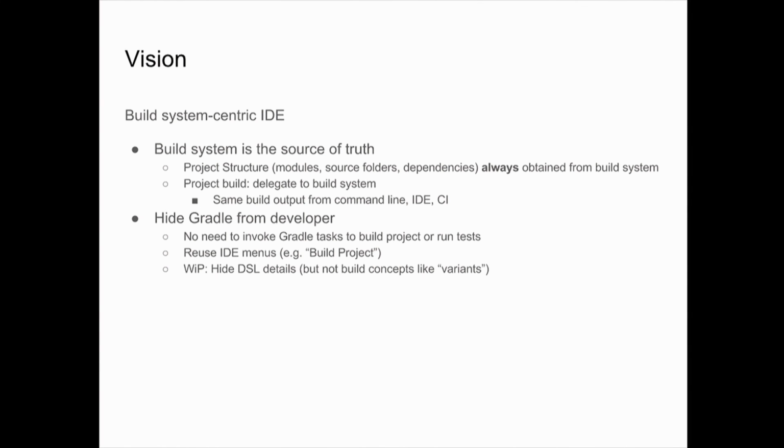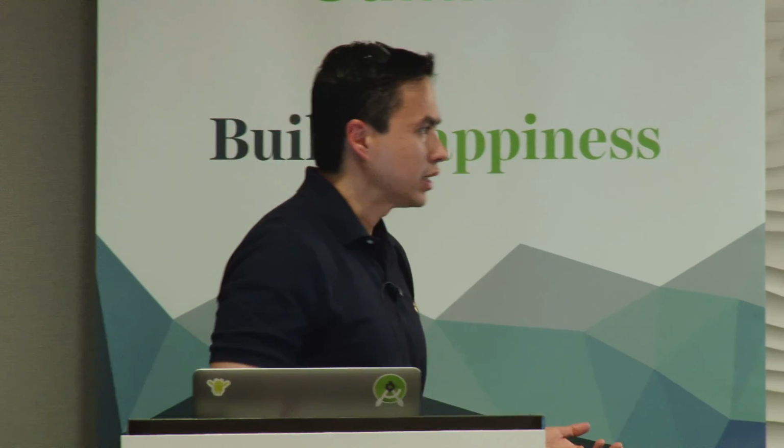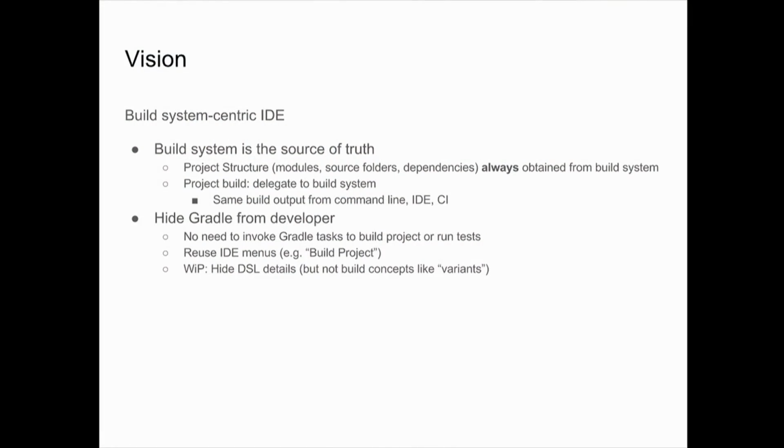So one of the visions behind Android Studio is to be a build-centric IDE. And what do we mean by build-centric IDE? So the first thing is that the build system, in our case Gradle, is the source of truth. This means that when the IDE creates or opens a project, we get all the information, source folders, dependencies, libraries, from the build system. Everything that has been declared in the build system is translated into the IDE.